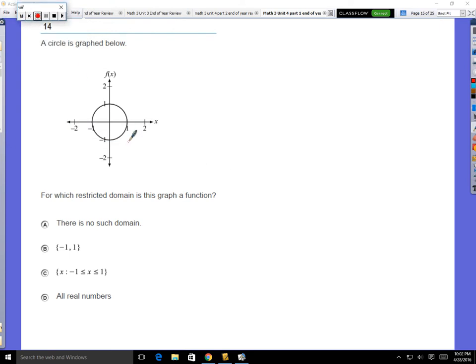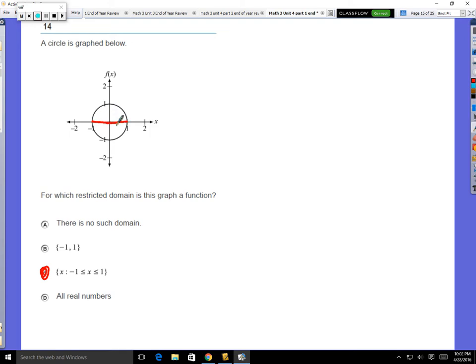Okay, you've got a circle. For which restricted domain is this graph a function? Okay, so your domain exists from here to here, from -1 to 1. So we're going to go C. X has to be smaller than 1, but it's got to be bigger than -1. So anywhere in here exists an output, exists a Y.